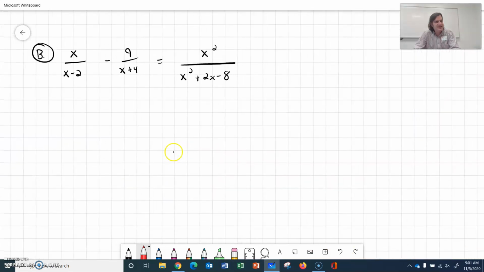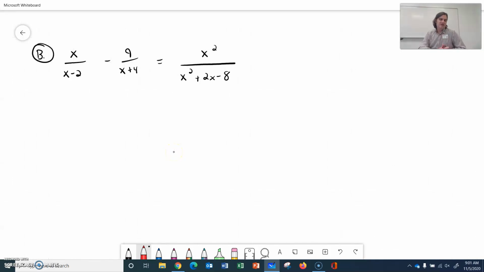Okay. The second practice problem we have is the fraction x over x minus 2, and that's minus the fraction 9 over x plus 4. That's all on the left-hand side equal to the fraction x squared over x squared plus 2x minus 8. So once again, we're looking for our denominators. So x minus 2 is one of them, x plus 4 is one of them because there's nowhere those can go. And on the right-hand side, the x squared plus 2x minus 8.